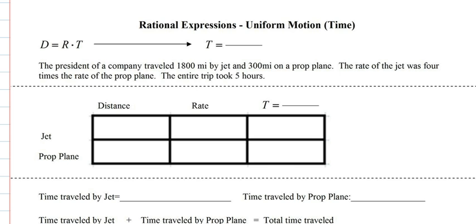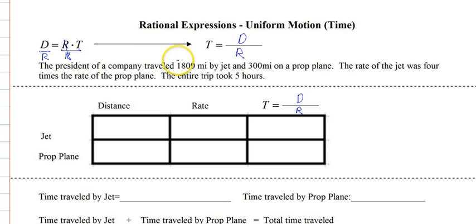The difference now is we're not comparing distances, so we don't want a formula in terms of d, we want it in terms of t. So time here is distance over rate. And that's what we're going to be using when we create our formula. So let's look at the first one.